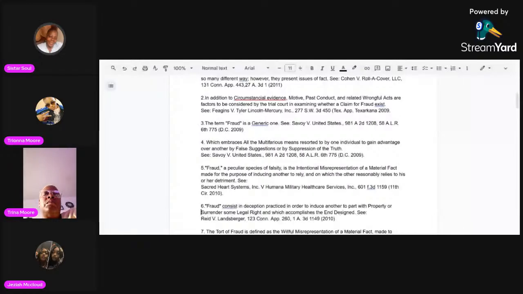And here's another example of that. These particular two cases, Fegan versus Tyler, Lincoln Mercury. See, they went against the car dealership. So that's a prime example. This is a case you might want to look into.